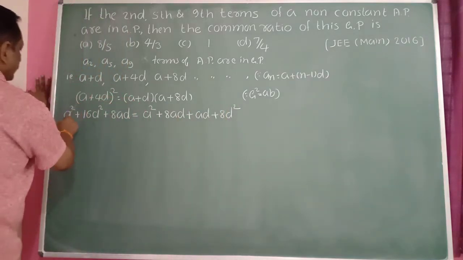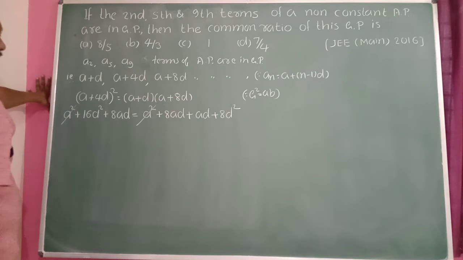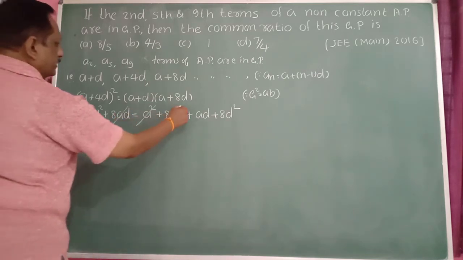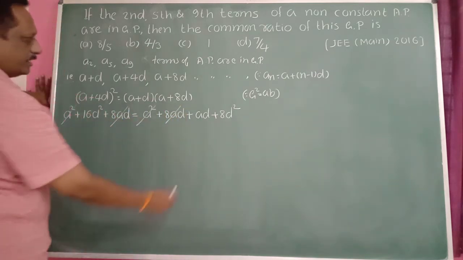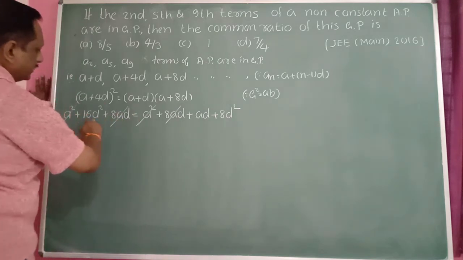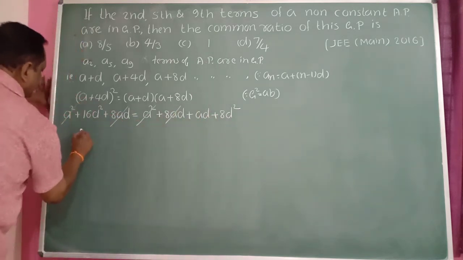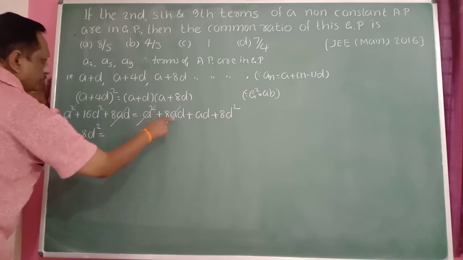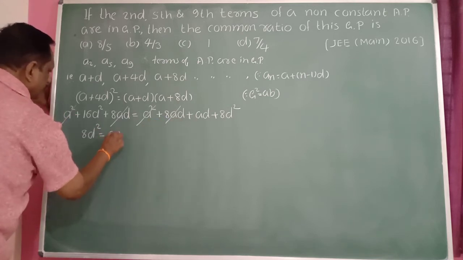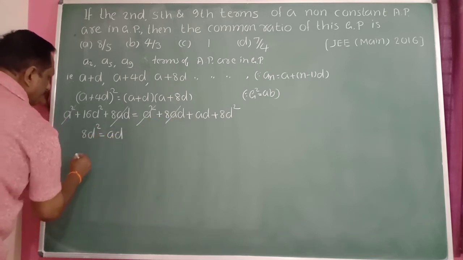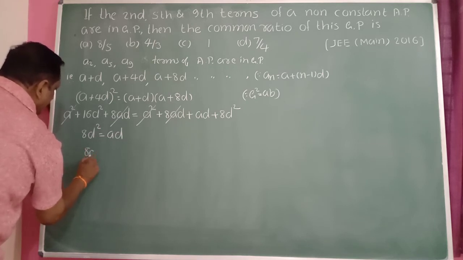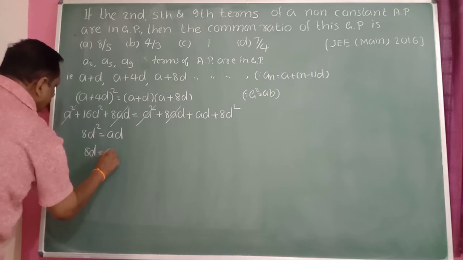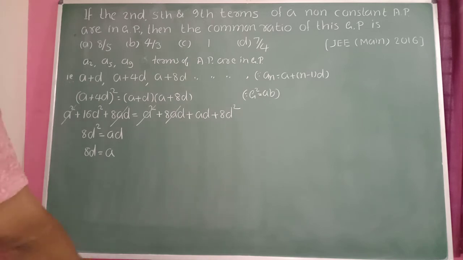The a² cancels, and 8ad and 8ad cancel. Take 8d² to the left side: 16d² minus 8d² is 8d², equal to ad. Then d and d cancel. Hence 8d = a.